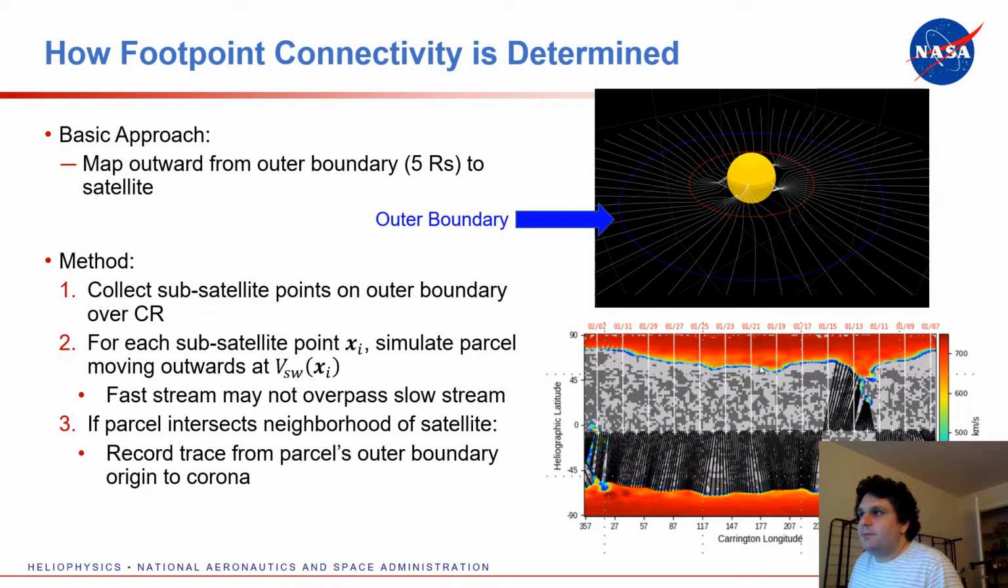So in the top right, you can see the fields generated by WSA. The blue line is the outer boundary of the model. The red line is an internal boundary between two different methods of solving the fields. And we see that the field and the velocity is going to be largely radial outside the outer boundary of the model.